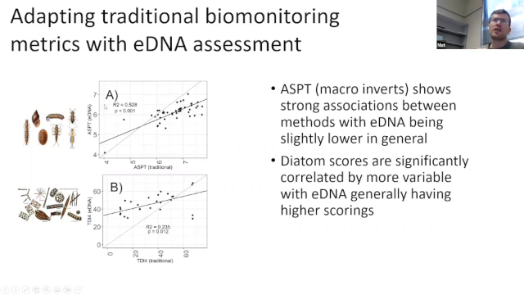And generally, these sites were not so bad. We don't have a lot of low ASPT sites, which is a bit of a downer, but we do get a bit of a correlation going on here. And there's a strong correlation between the ASPT generated from eDNA and the one generated from traditional methods. So that's a promising aspect.